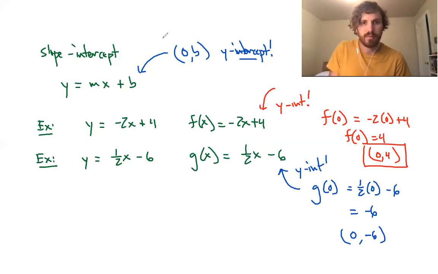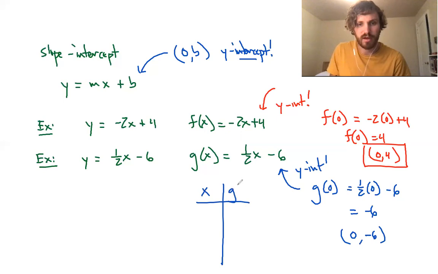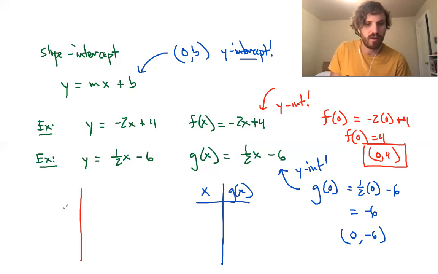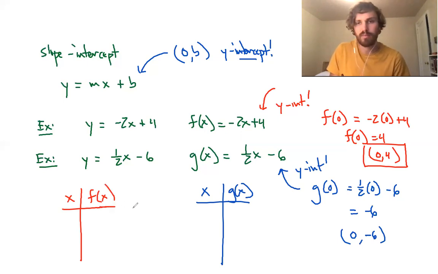Now, if I make some tables here, let's make a table for g, that's going to be blue, so x and g of x. And let's make a table for f, that is going to be red. So here's x and here's f of x. It's good to maybe plug in some numbers close to 0 that aren't too challenging. So let's plug in, say, -2, -1, 0, 1, and 2.